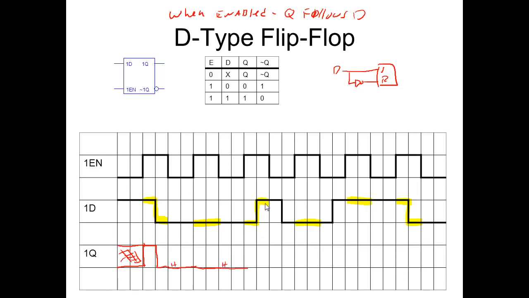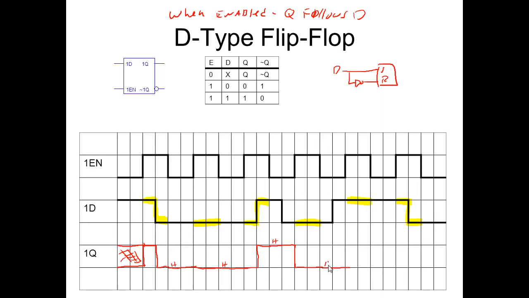And then we're going to follow D, so it goes low and goes high. Then we're going to hold because it's disabled. And D is low, so we're going to go low. And you notice we missed the low back here. It didn't go low there. It went low back over here where it's enabled. So you would miss that if it went low there.